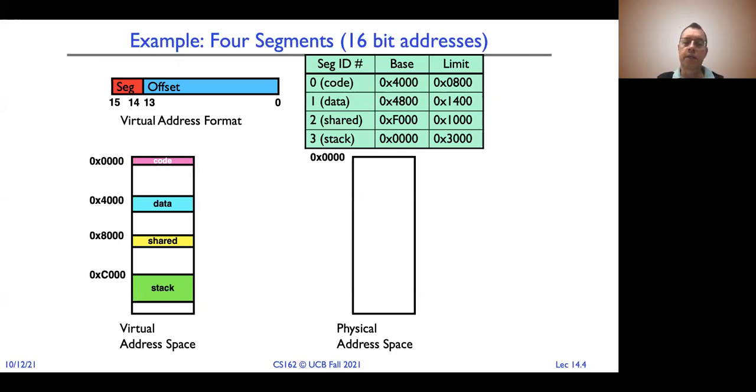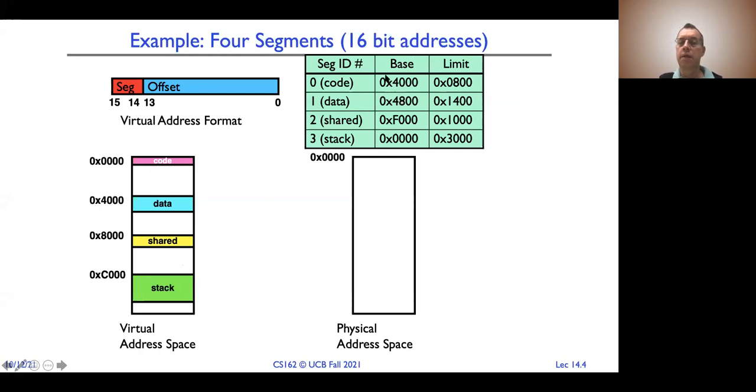On the left-hand side, you can see the virtual address space, as seen by the processor, by the application. And we have our traditional segments: the code segment, the data segment, the stack segment, and we also added a shared segment. Think of this as either data or code which you may want to share with another application.